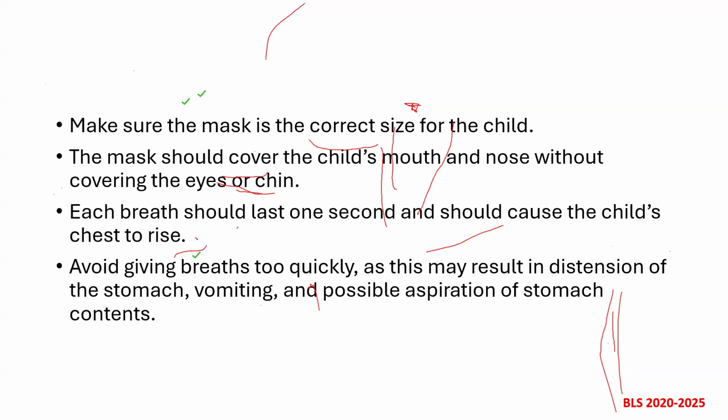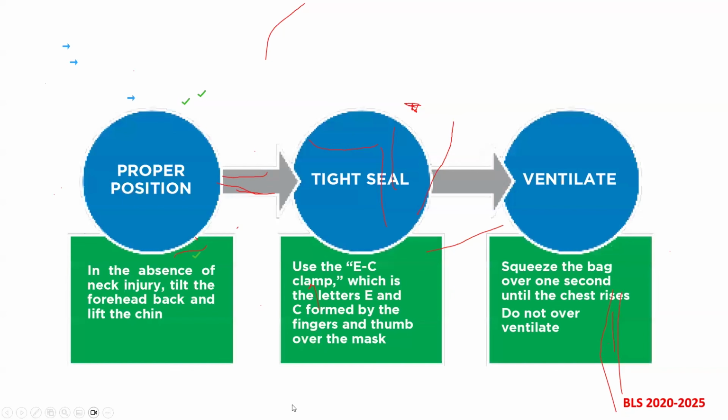Each breath should last 1 second and should cause the child's chest to rise. Avoid giving breaths too quickly, as this may result in distension of the stomach, vomiting, and possible aspiration of stomach contents. Proper position, in the absence of neck injury, is head tilt and chin lift.